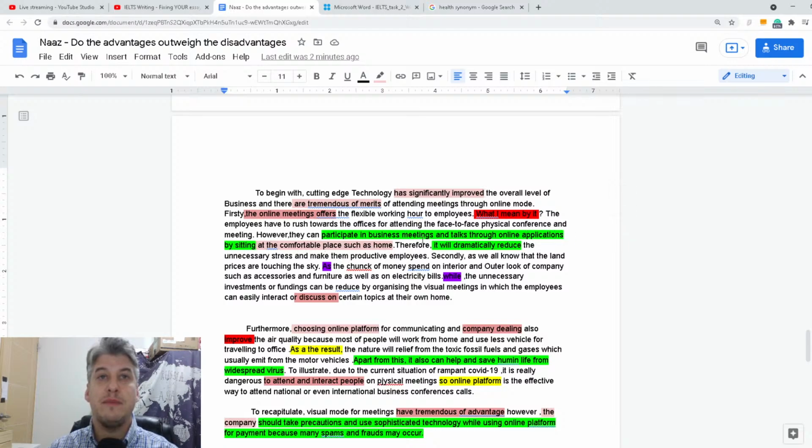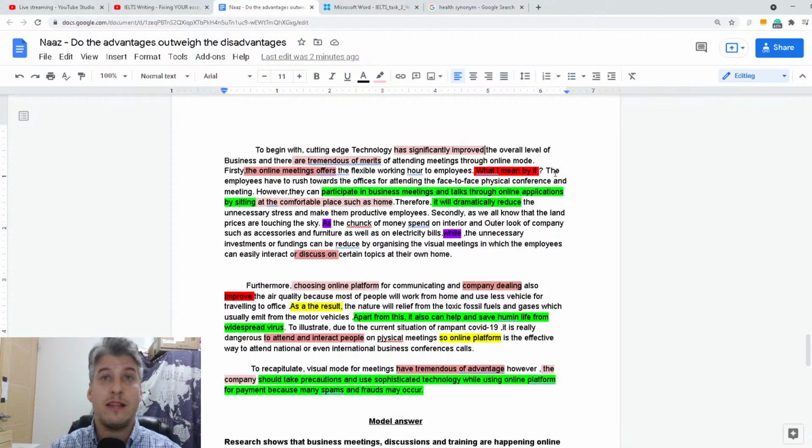They can participate in business meetings and talks through online applications by sitting. This is excellent. This is really high level. And just at the end, we just want to change it by sitting in a comfortable place, such as their home. So sitting in a comfortable place, such as their home. You almost nailed that. That would have been a perfect high-level sentence. So really well done for that, Naz. So therefore, it will dramatically reduce. Great phrase there. Really like that.